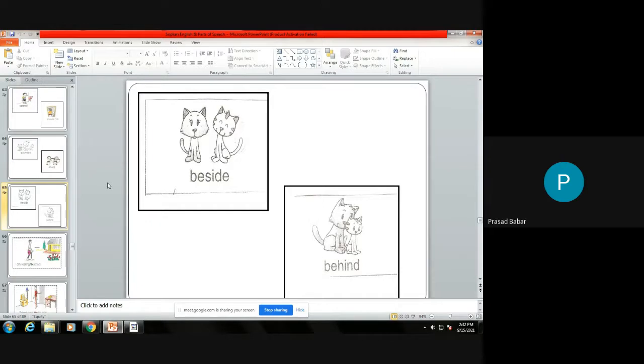Then see the next picture. There are two cats which sat in one row or beside each other. Okay, so beside will be the proper preposition to show the position of those cats. Okay, so beside means what?